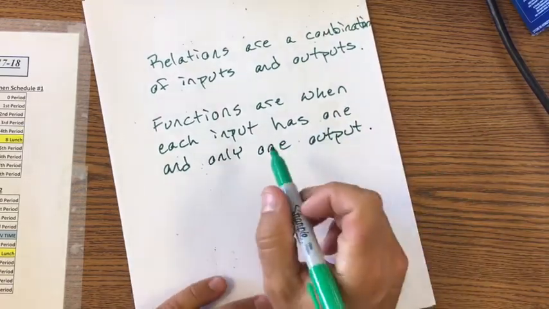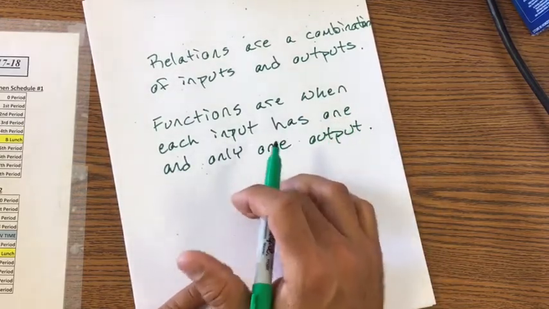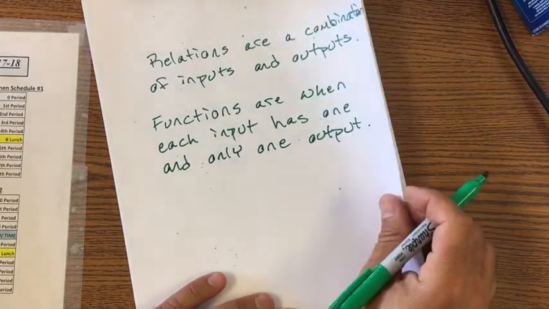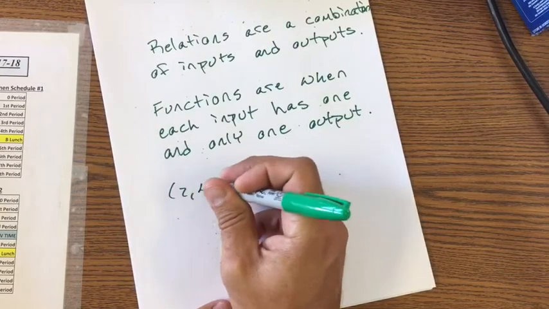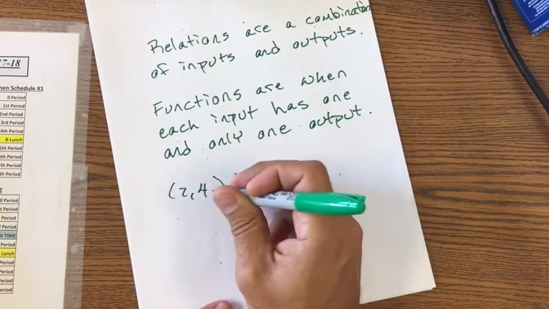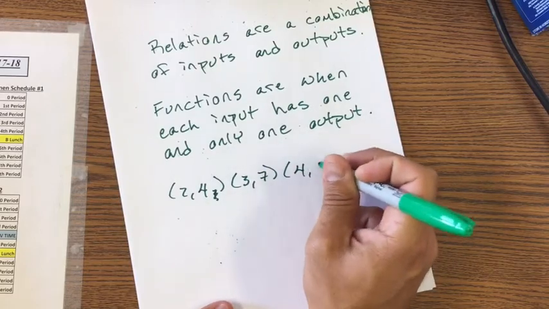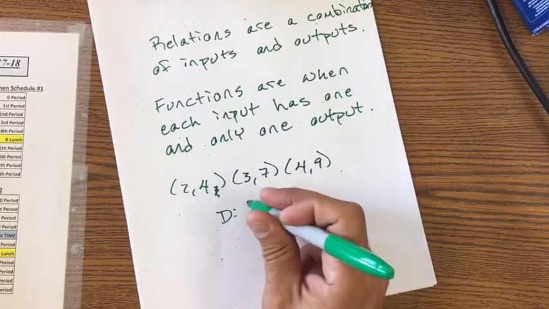So we're looking at the x's in particular, or the inputs, and making sure that for each x there's only one y. So I'm going to do a few examples. We can have them as points. And it'll tell me, say, the domain and range. The domain are all of the x's.